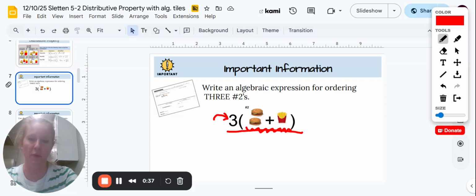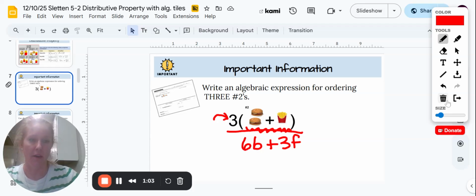So if we're getting 3 of those meals that all come together, that means we'd be getting 3 of the 2 cheeseburgers. So that means we'd be getting 6 burgers. And then we need 3 of the single fries, so that would be plus 3 fries. So you can see how that works. This 3 out here means we're getting 3 groups of all the stuff inside the parentheses.